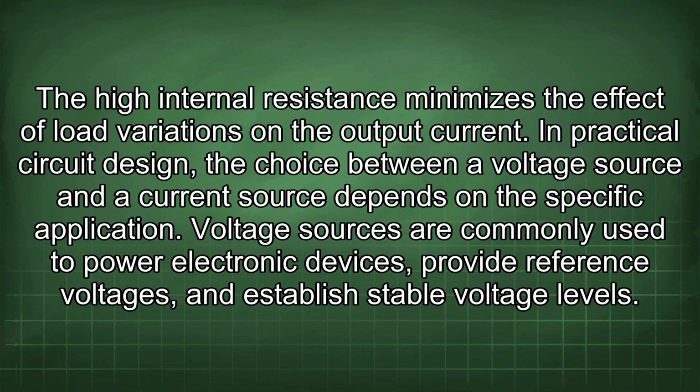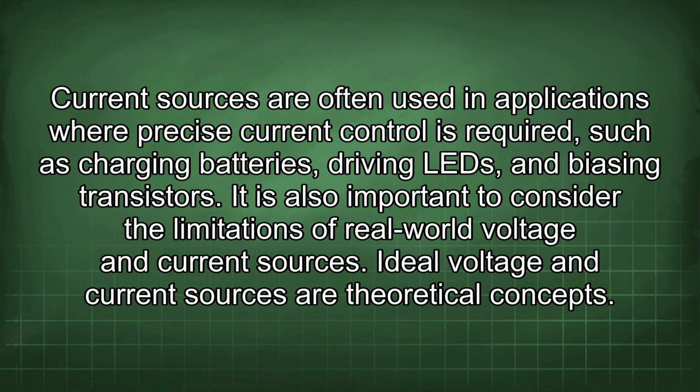In practical circuit design, the choice between a voltage source and a current source depends on the specific application. Voltage sources are commonly used to power electronic devices, provide reference voltages, and establish stable voltage levels. Current sources are often used in applications where precise current control is required, such as charging batteries, driving LEDs, and biasing transistors. It is also important to consider the limitations of real-world voltage and current sources.